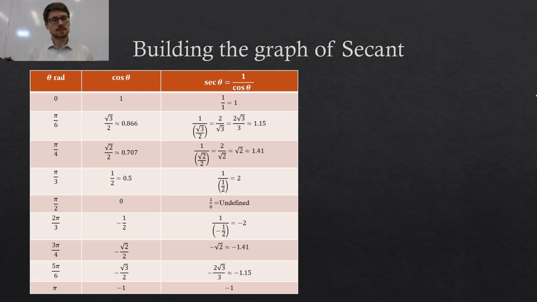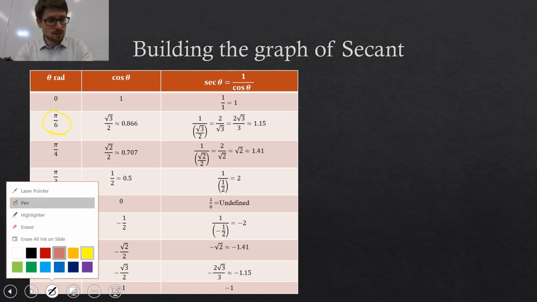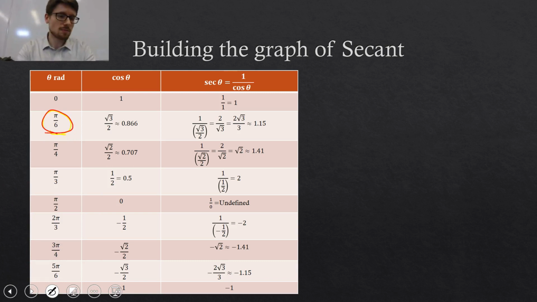For secant's table of values, we're just taking the reciprocal of each of the answers to cosine. So for example, if I want to compute secant of pi over 6, I'm going to use a different color, we're going to use red. I want to compute secant of pi over 6. I first find the cosine of pi over 6, square root 3 over 2, and then I take its reciprocal. So the secant of pi over 6 is 1 over square root 3 over 2.